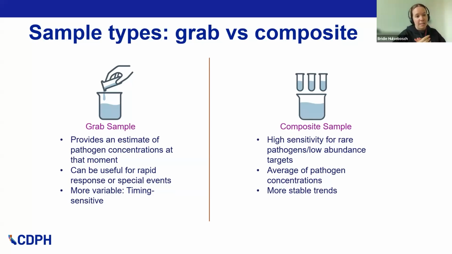So it's really good for high sensitivity. Maybe if there's only 1 or 2 people in the area that have a certain infection, we can potentially grab that in the 24-hour sample. It also gives that really good average, which can allow us for stable trends over time. But you can miss, maybe somebody did travel for a concert and they left, and now we might not be able to detect that, which is where the grab sample can be beneficial.